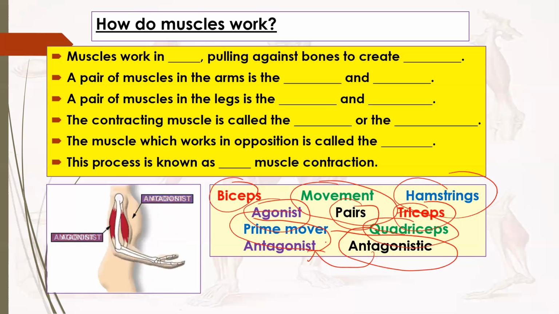And the key element here is that one muscle is contracting and working, and the other one is working in opposition to control and coordinate the movement. Okay, so make sure that you've got all of those statements correct, edit it if you need to, and then we will move on.